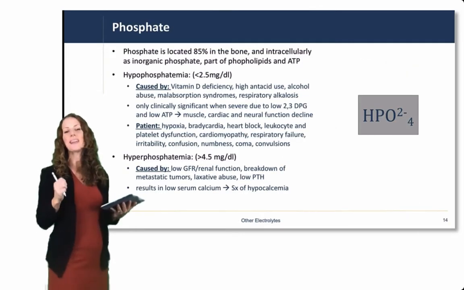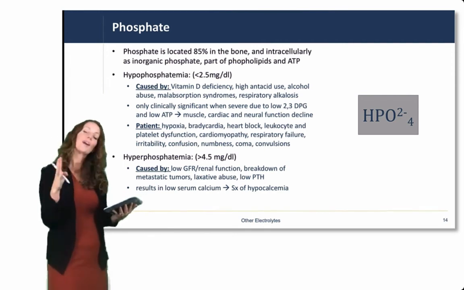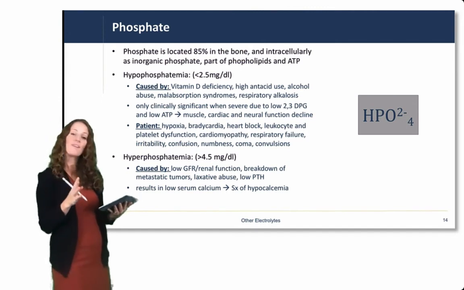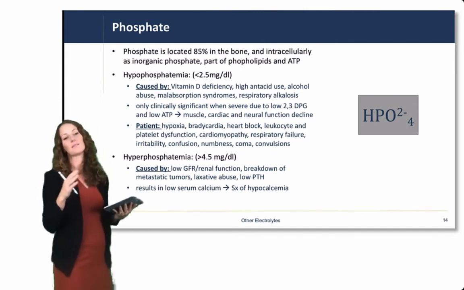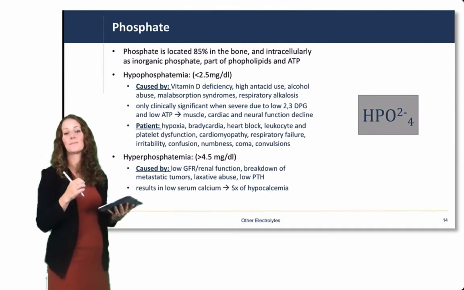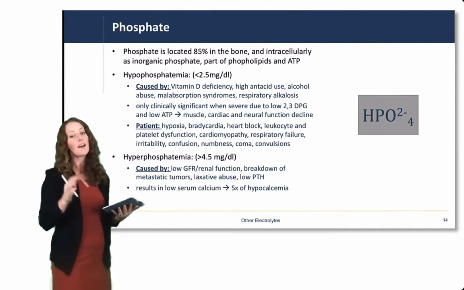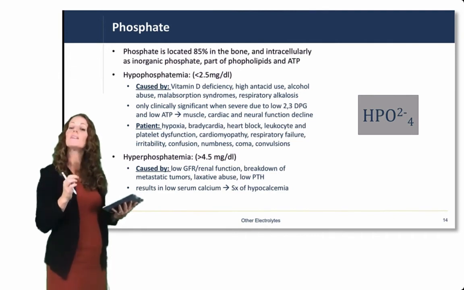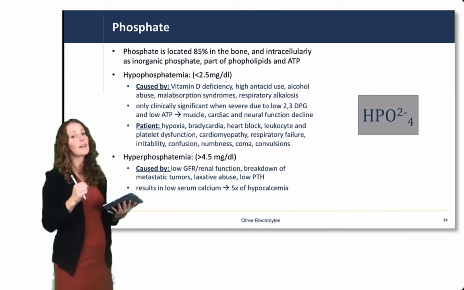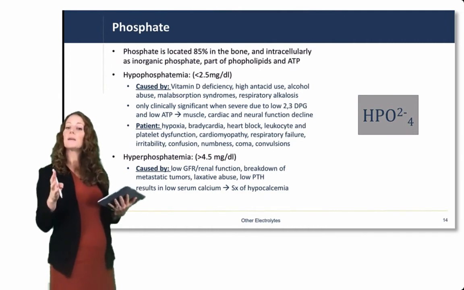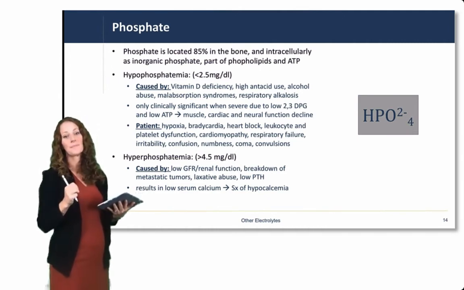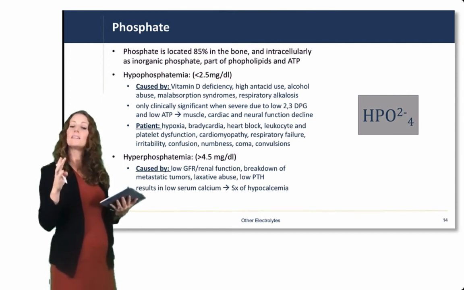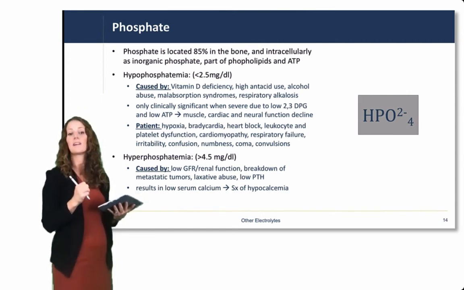Okay, a few more electrolytes to go. We can't talk about calcium regulation without first talking about phosphate. So let's finish up with phosphate and then we'll talk about the regulation of calcium and phosphate because they go together. So phosphate is located 85% in the bone, mostly bound to calcium. It's also found intracellularly as inorganic phosphate and part of phospholipids and ATP. Low phosphate is hypophosphatemia, or less than 2.5 milligrams per deciliter.